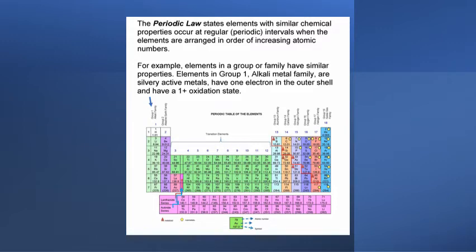The periodic law states elements with similar chemical properties occur at regular, i.e. periodic, intervals when the elements are arranged in order of increasing atomic numbers. For example, elements in a group or family have similar properties. Elements in group 1, the alkali metal family, are silvery active metals, have one electron in their outer shell, and have a +1 oxidation state.